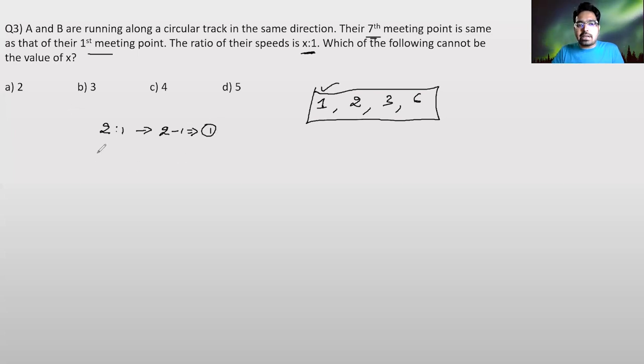Take the second value of x, 3 is to 1. So what will be the difference? 3 minus 1, that will be 2. So there will be two distinct points where they are meeting on the circle. And in that case, the seventh point will be the same as the first point. So that is also acceptable.